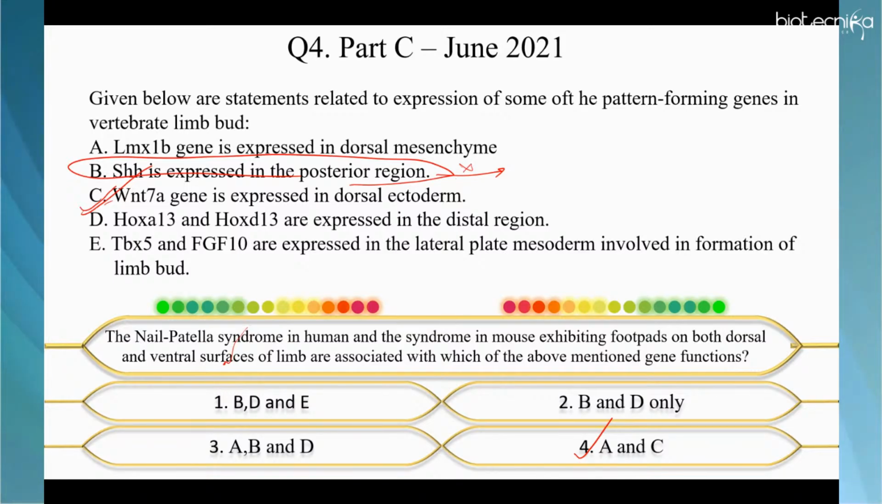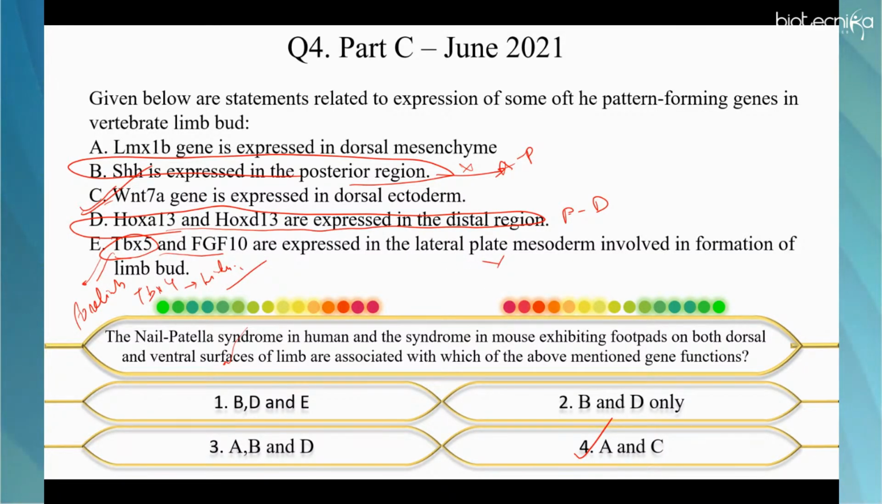So SHH won't be involved in the dorsal ventral axis. Even HOXD13 is the proximal distal axis. This is anterior posterior and this is proximal distal. Then TBX5 and TBX4 are necessary for specifying a certain limb type. TBX5 will be specifying forelimb and TBX4 will be specifying hind limb. So that is the limb type. It has got nothing to do with the dorsal ventral.